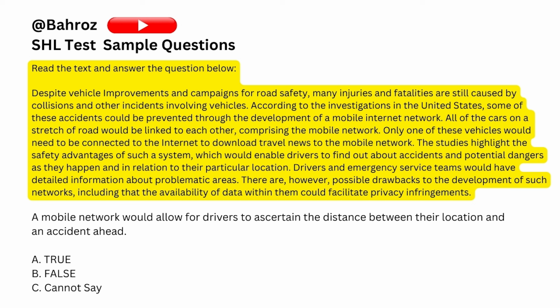There are, however, possible drawbacks to the development of such networks, including that the availability of data within them could facilitate privacy infringements. A mobile network would allow for drivers to ascertain the distance between their location and an accident ahead. Answer is cannot say.